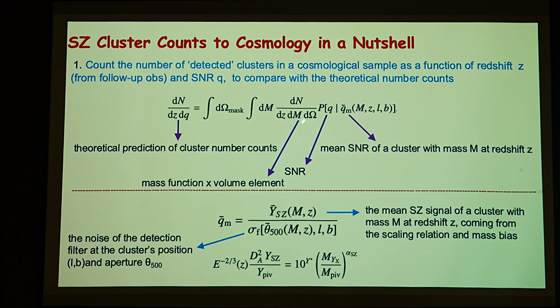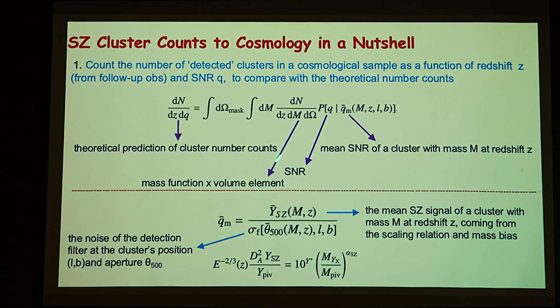This is the theoretical prediction of cluster counts. Over here, this is the mass function times the volume element, which has all the cosmology in it. We detect a cluster over some signal to noise ratio, and this probability tells you the probability of detecting a cluster of a given mass at some redshift. This is very important. It tells us whether we have actually detected that cluster or not, and how we detect it.